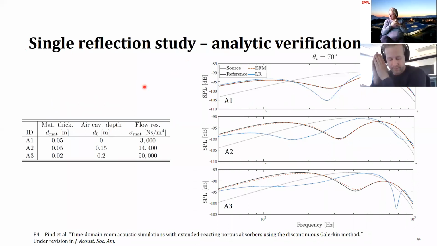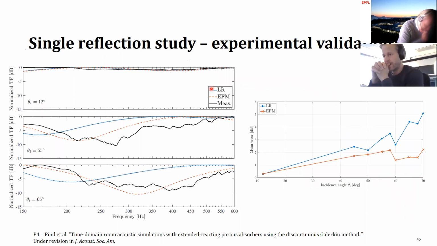We do the single reflection study similarly to what we did with the other one. This is comparing against an analytic solution, and through the same absorbers that we used before, and we see, just like we did before, that the equivalent fluid model gives a much better match to the true solution, or the reference solution, as compared to the local reaction assumption. If we compare against the experimental data, then similar to what we saw before, perhaps a bit better error performance for the extended reaction method compared to what we had before, but indeed lower errors when using the equivalent fluid model over the local reaction assumption.